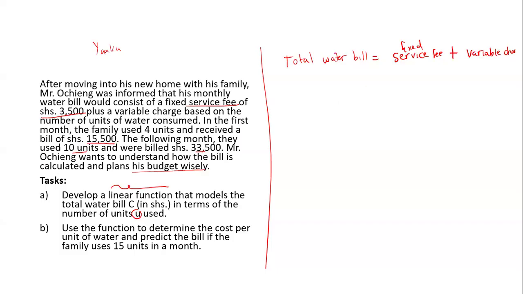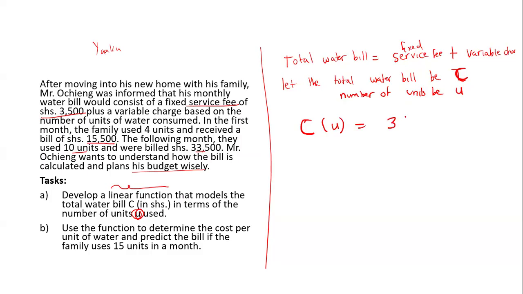I don't know whether it is okay or not. That is the first step. Since they have told me to develop a function, I'm going to say let the total water bill be, let me say, T. Oh no, in fact, they told you C. In the question, they wanted you to use C, and for the number of units, they said U. So the total bill is going to be C. Then since we are writing our function in terms of the units, C of U is equal to the fixed amount, which is 3500, plus the variable charge.